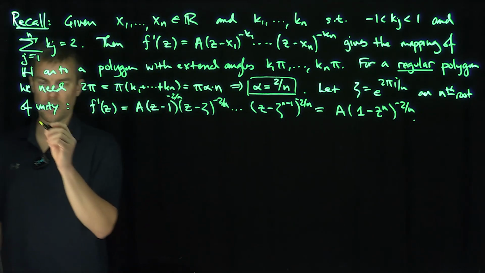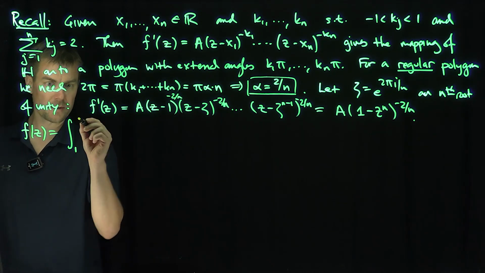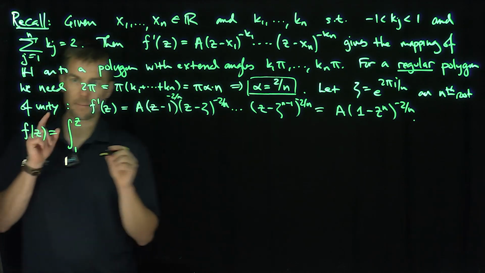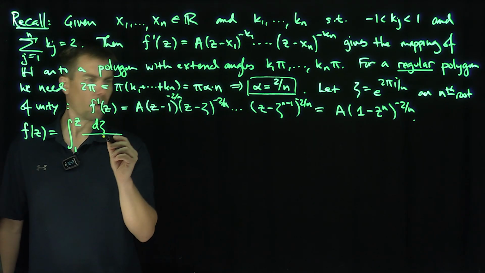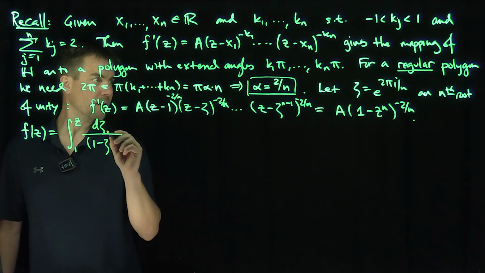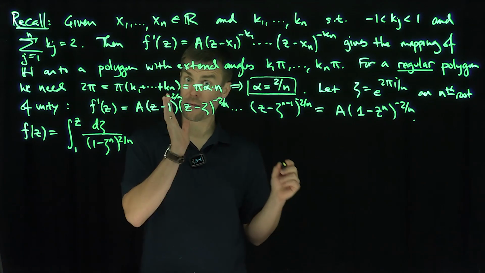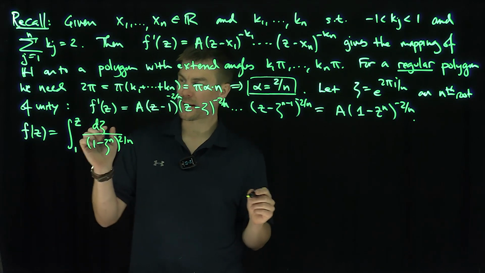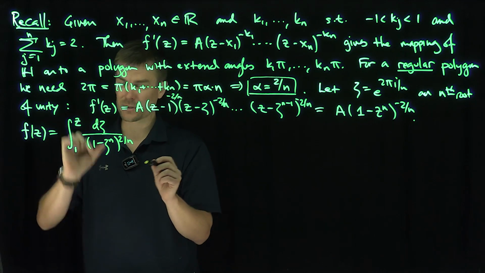So now I'm going to integrate this and define my mapping, right? So I can consider now f of z to be the integral from 1 to z. Now I've set up my limits in the right way, and I'm going to have d zeta over (1 minus zeta to the n) to the 2 over n. I can think of this as a map from the unit disk. I can plug in z equals 1, that's on the unit disk, z equals zeta on the unit disk, and get all those values, right?